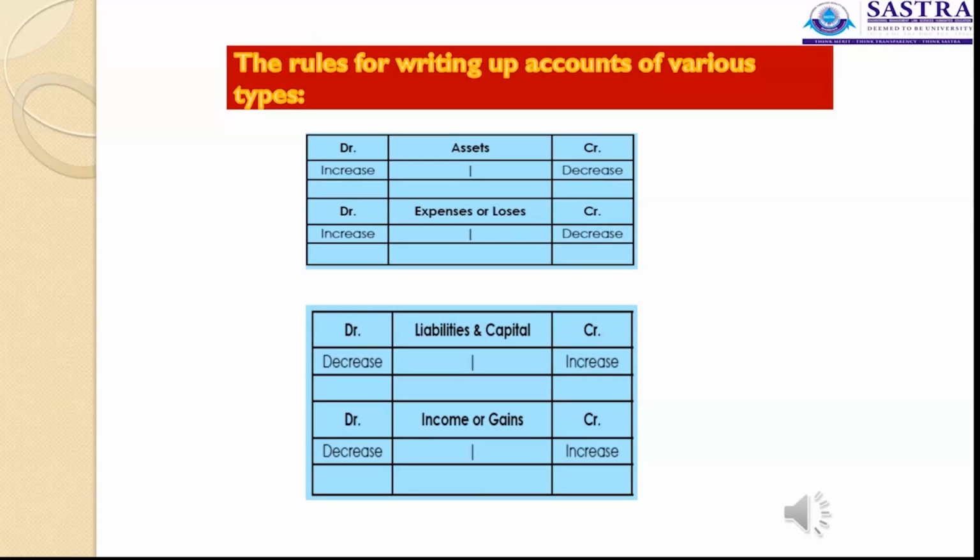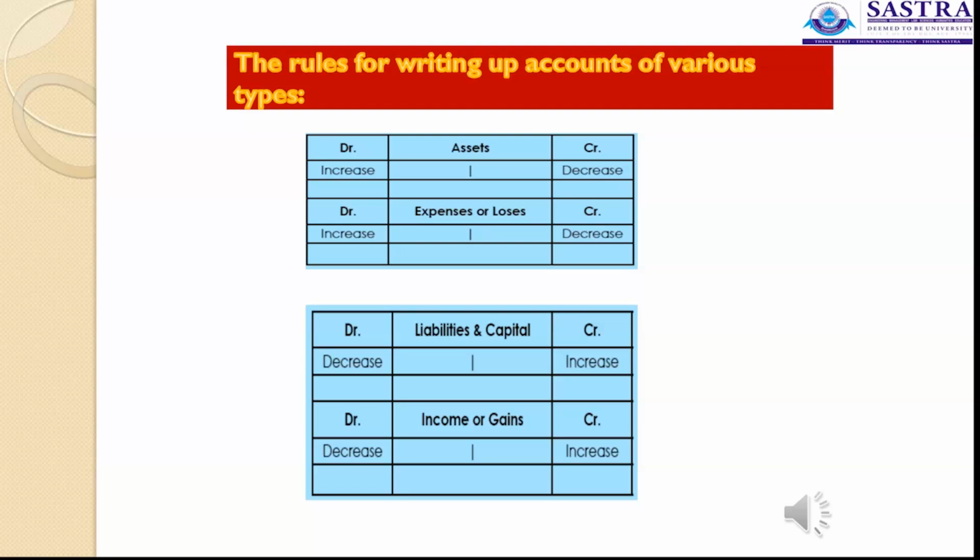Now looking at the rules for writing up accounts of various types. Posting means transfer of entries from journal to ledger. What are the rules for writing up accounts of various types?